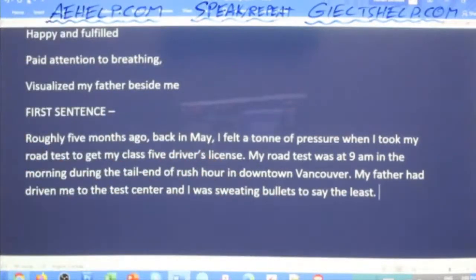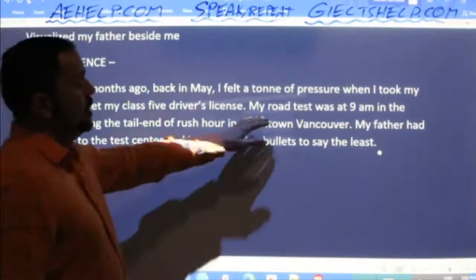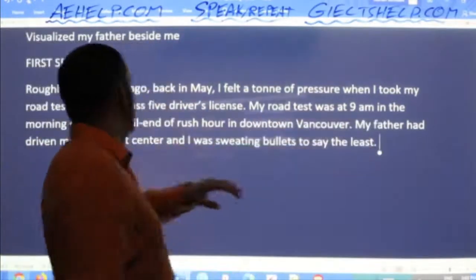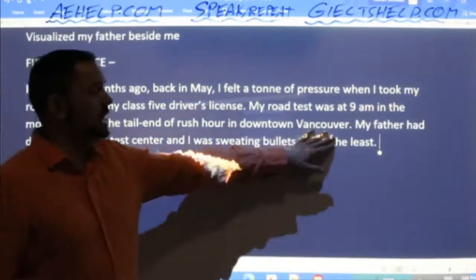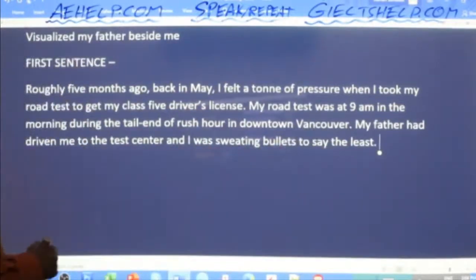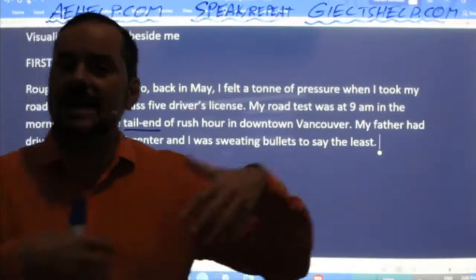While you're thinking, location, participants, okay. So my road test was at 9 a.m. in the morning during the tail end of rush hour in downtown Vancouver. Take a note of this expression here, tail end. Tail end, of course, means kind of the last part of it.